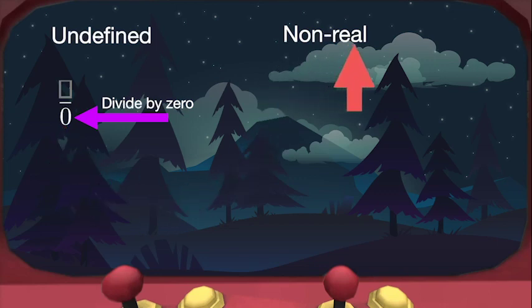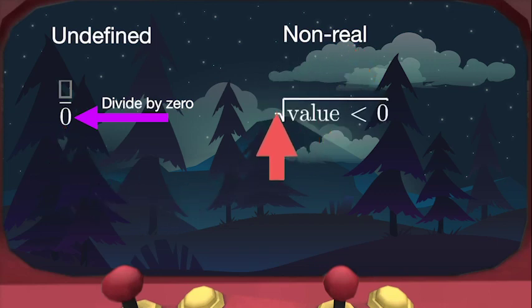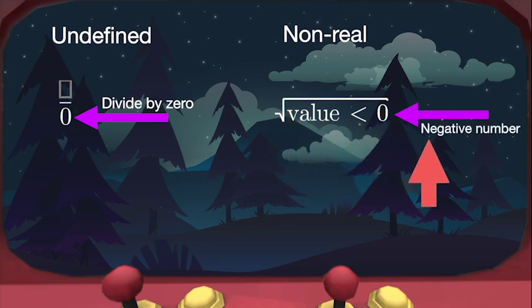Now, a non-real expression is when we have a square root or any even root and the value inside the square root is less than 0. So when this value is a negative number, we will say that the expression is non-real. Now let's go and have a look at the next one.